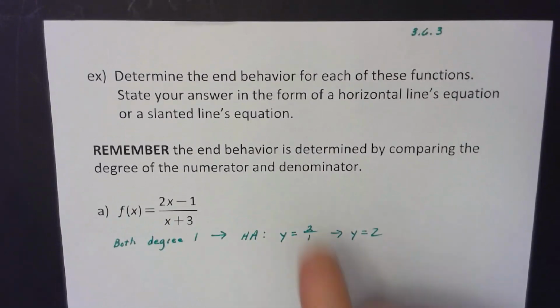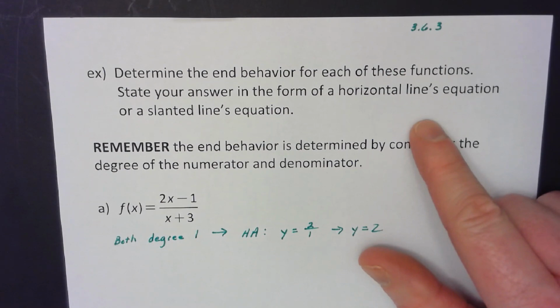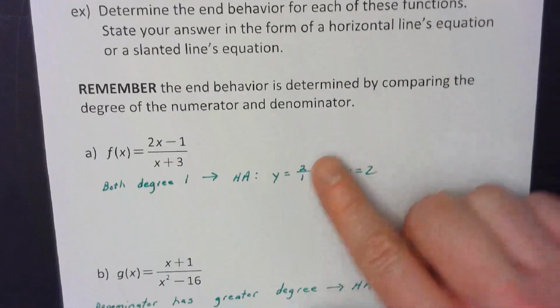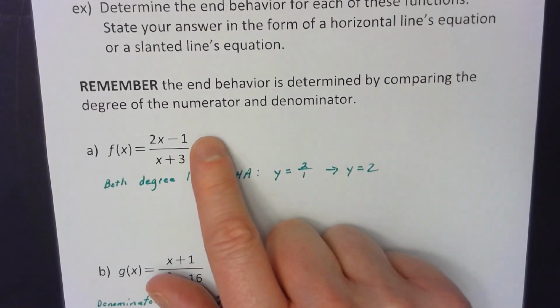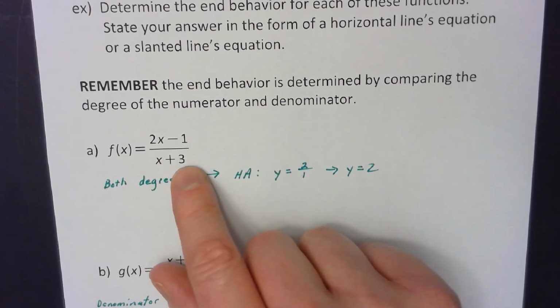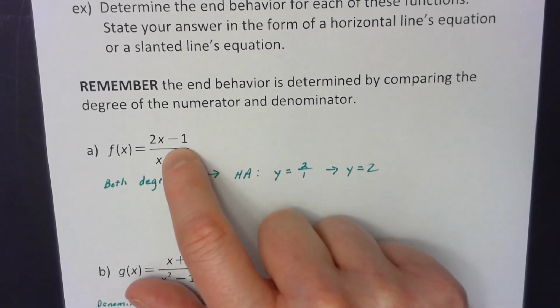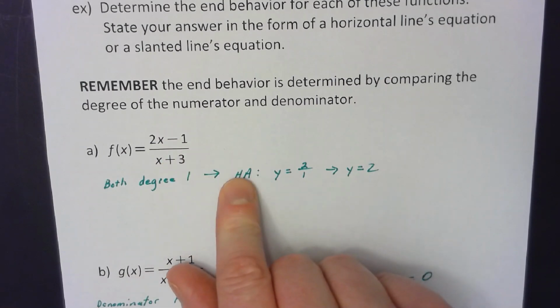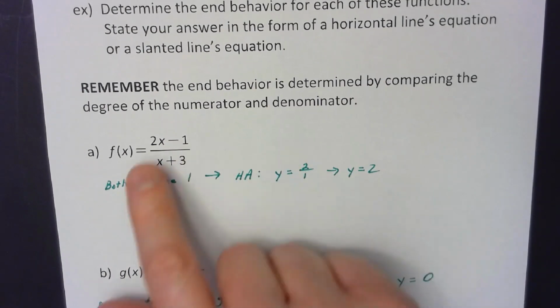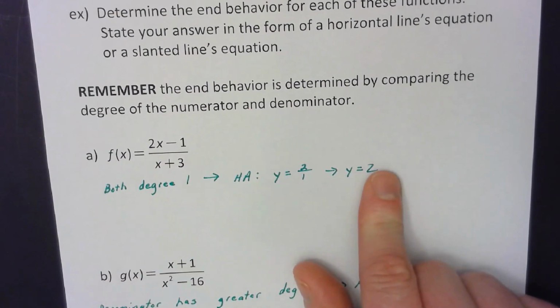If I talk about the end behavior of these functions, I want us to state our answer in the form of the horizontal line's equation or the slanted line's equation. So in all of these problems, I'm wanting us just to state what the horizontal asymptotes would be. So f of x is equal to 2x plus 1 over x plus 3. I look and I can say, well, the degree of the numerator and denominator is the same. Every single time that's the case, your horizontal asymptote is going to be at y equals the fraction of the leading coefficients, which in this case is 2 over 1, or y equals 2.